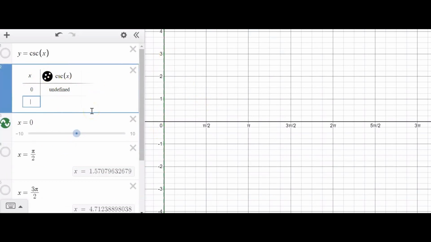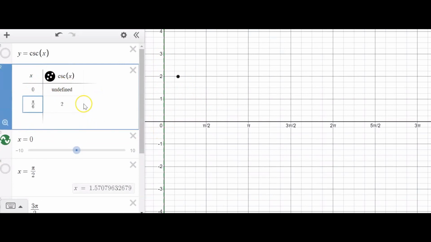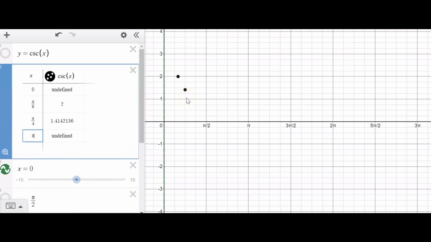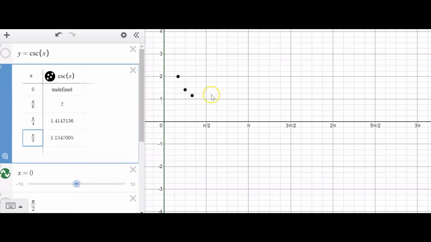Now we're going to move on to pi over 6. And we know that at pi over 6, it has a value of 2. Well, we've seen this before. This looks very familiar. Now let's go to pi over 4, and we have square root of 2. And then we have pi over 3, and we have 2 square root of 3 over 3.